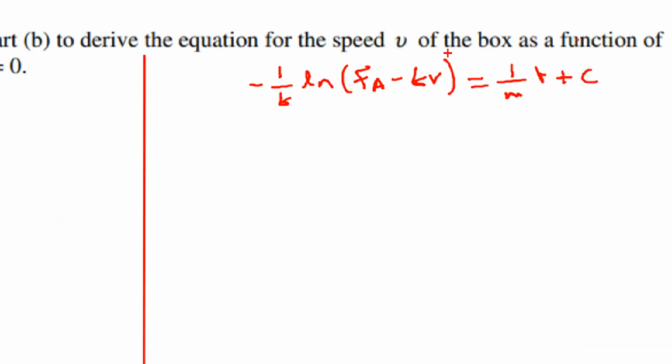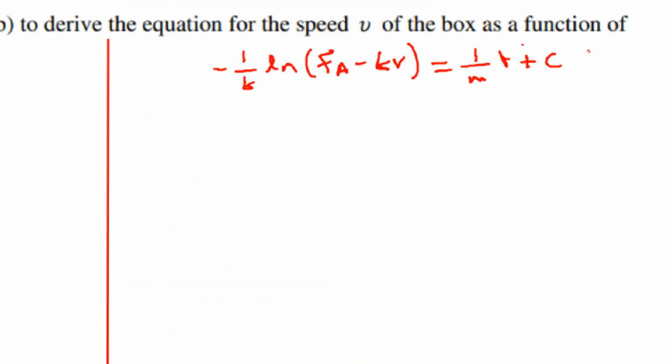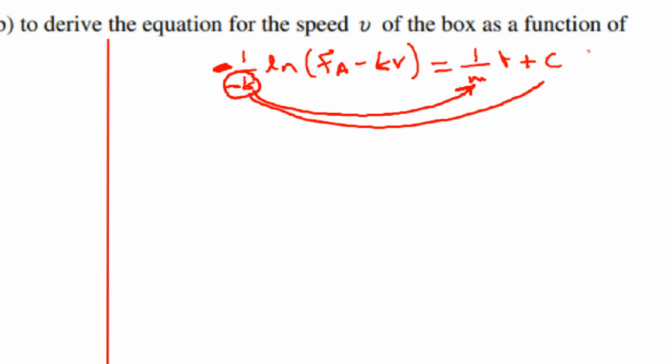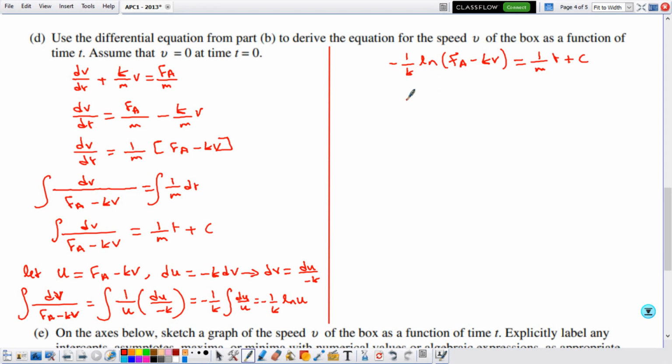Now before getting rid of ln, we need to move this factor to the other side. So how are we going to move it? Suppose this is divided by minus k. Let me remove this minus sign. So minus k would be multiplied by this and by that. Minus k multiplied by a constant can be reformulated as a constant itself, and we would have that ln of Fa minus kv equals minus k over m t plus a constant c.